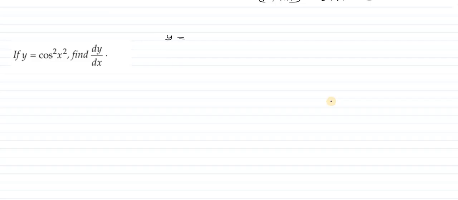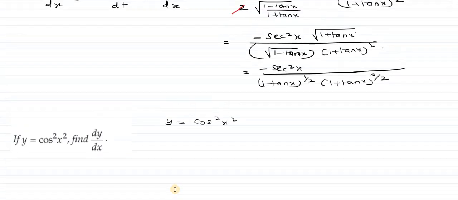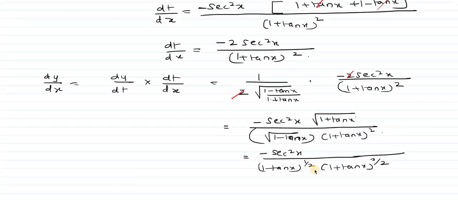So y equal to cos square. Yes, in the previous question, can you explain the last three steps? After that, minus secant square x, root 1 plus tan x divided by root 1 minus tan x, minus 2 secant square x by 1 plus tan x the whole square, right? But that is dt by dx. What we need to find out is dy by dx, correct? Our duty is to find out the derivative with respect to x, but I introduced a variable t.